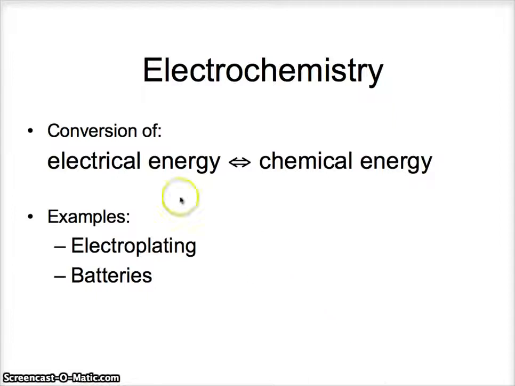Electrochemistry is essentially the conversion of electrical energy into chemical energy, and vice versa. If you can take chemical reactions, you can use them to produce electricity. And if you have electricity, you can use that to produce chemical reactions. Examples of this are electroplating, where you take electricity and you make chemical reactions happen, and the opposite of that is batteries, where you have chemical reactions and that produces electricity.